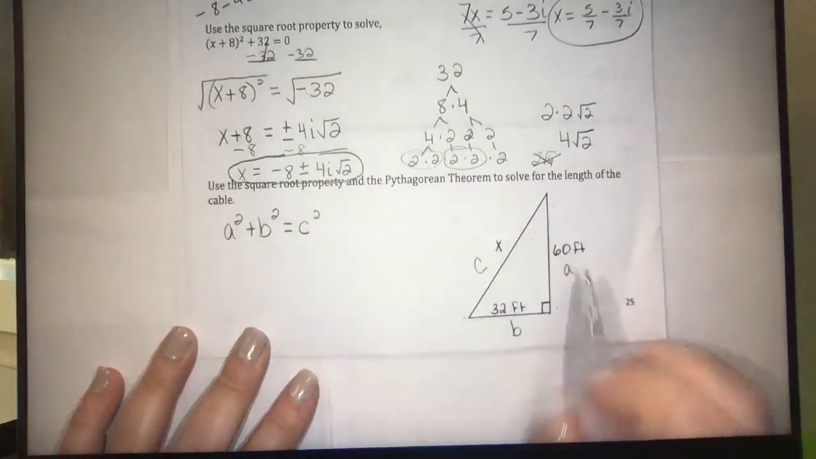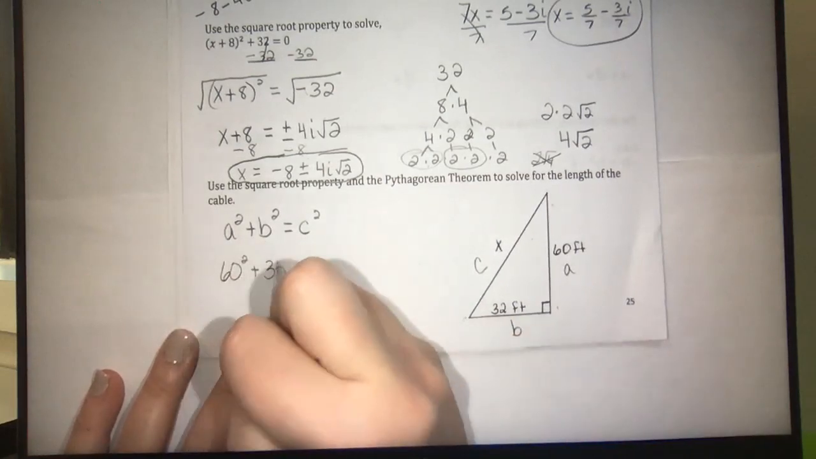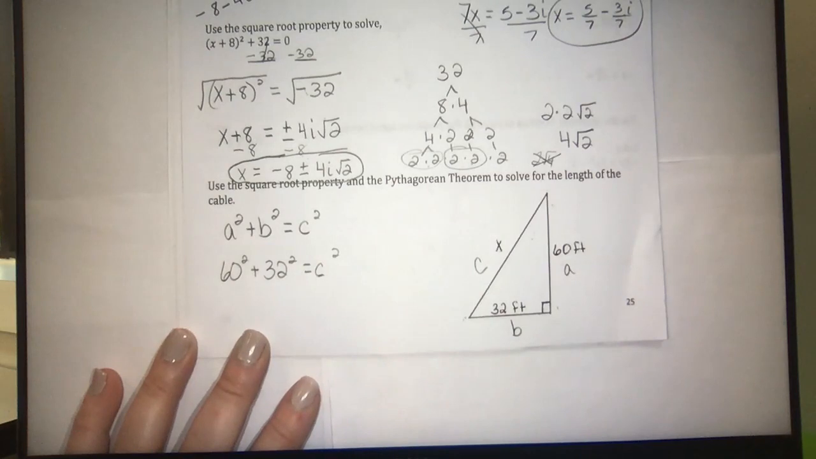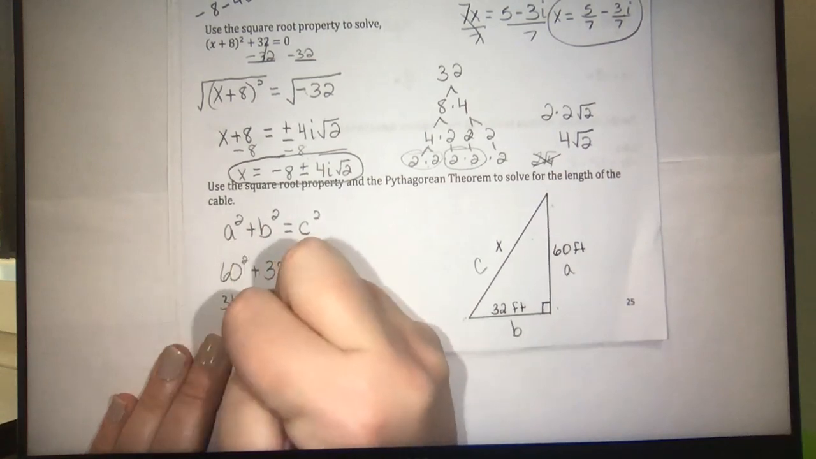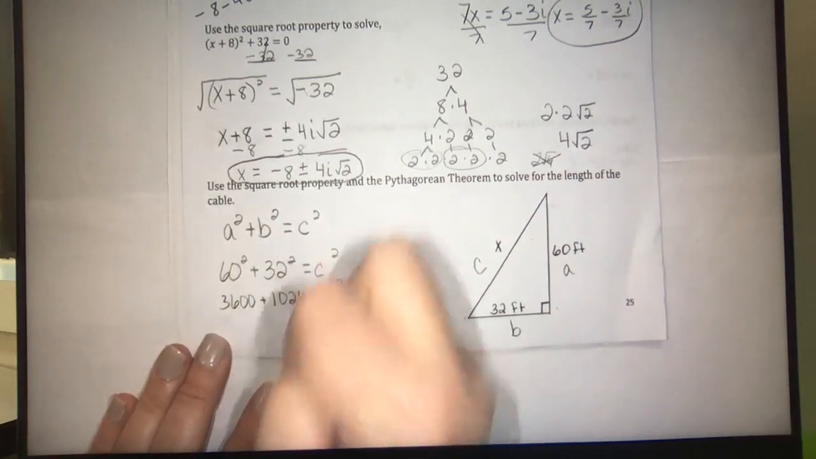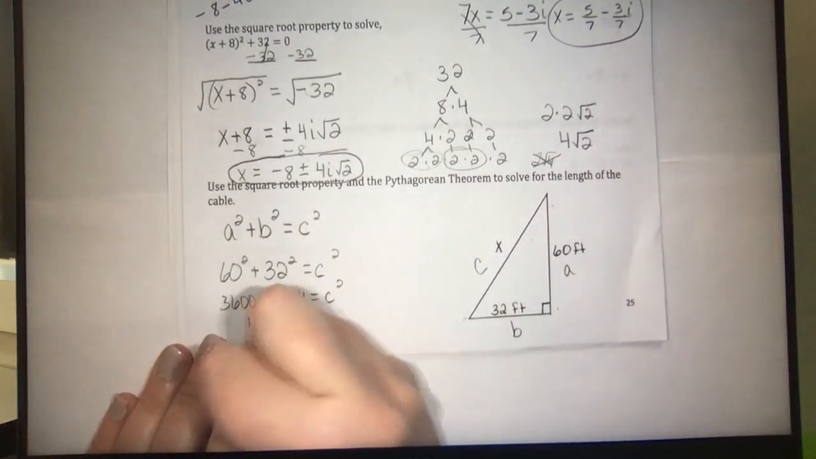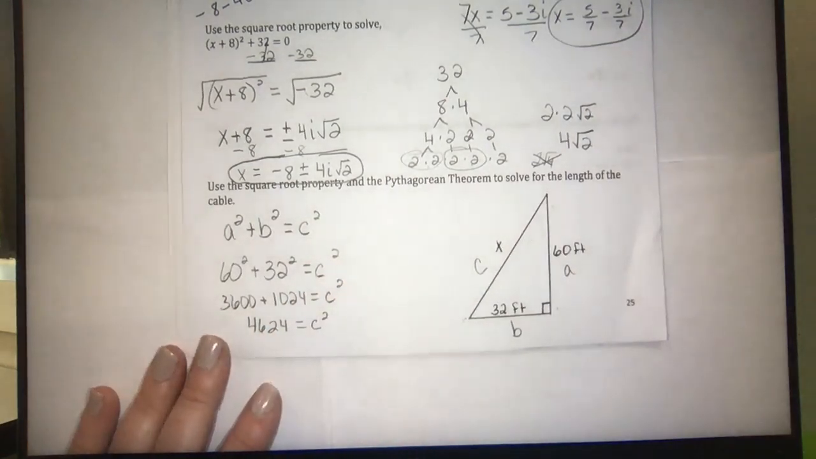All right, so now I'm going to have 60 squared plus 32 squared equals C squared. If I square these guys, I've got 3,600 plus 1024, that equals C squared. I'm going to add them together. I get 4624 equals C squared. Am I done? Is that my answer? No, because you have to take the square root.